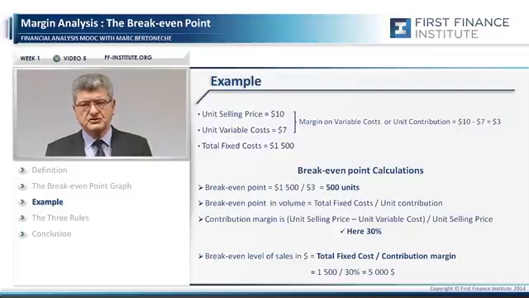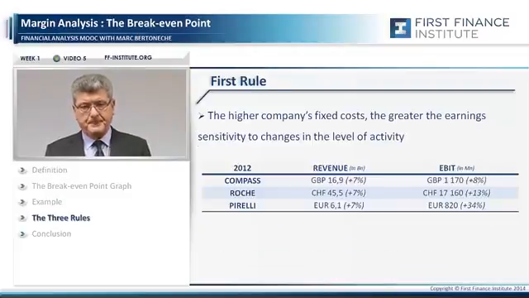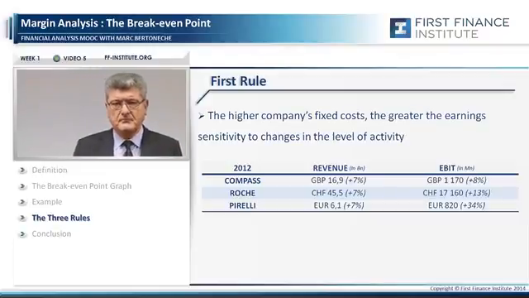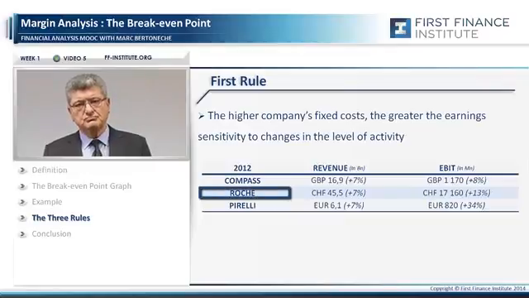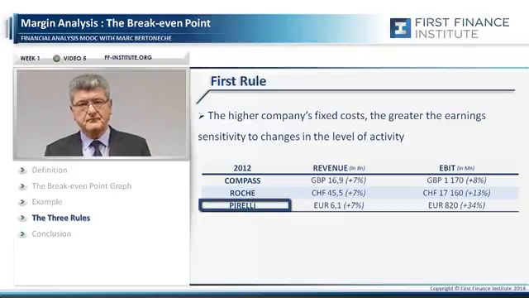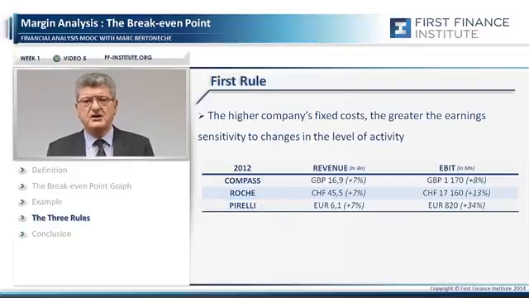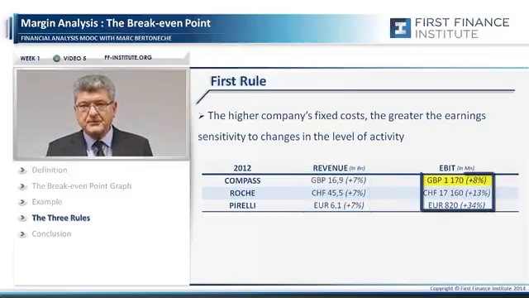Three very important rules need to be remembered. Rule 1. If we consider the example of three companies, Compass, the UK firm in catering, Roche, the Swiss pharmaceutical giant, and Pirelli, the Italian pneumatics group, three companies in very different industries. They all had in 2012 the same sales growth of roughly 7%, but a very different growth in EBIT, from 8% for Compass to 34% for Pirelli.